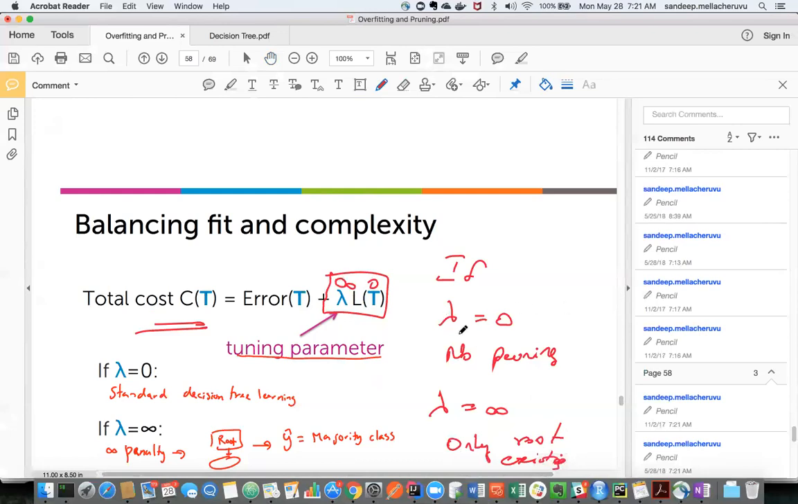If lambda equal to 0, there is no pruning, which means the tree grows very large. The complexity of the tree is very high. If lambda equal to infinity, then the number of leaf nodes will become 0, just to offset this, because your total cost is supposed to be minimum. It cannot be infinity. So to offset that, all the leaf nodes will get pruned. If all the leaf nodes get pruned, then only the root node will exist. Are you clear or not?